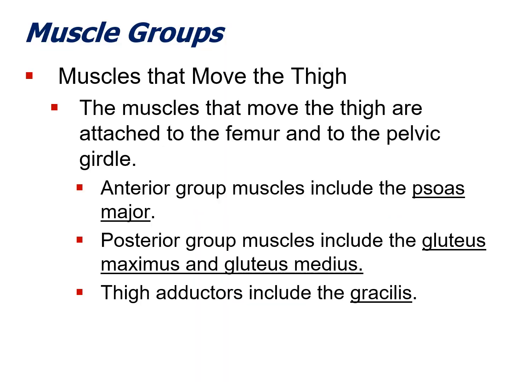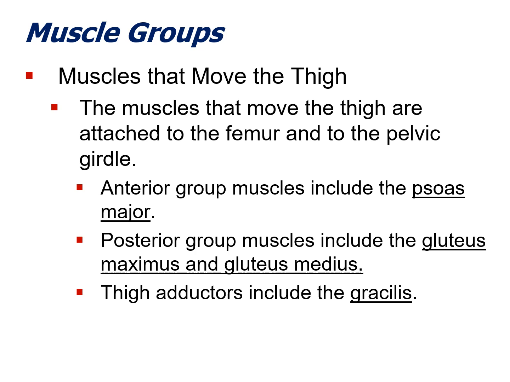Okay, muscles that move the thigh. So we have the anterior group muscles, one of them including the psoas major. And a little story about the psoas major. It is considered the same muscle that on a cow we would consider filet mignon. So just an interesting fact.